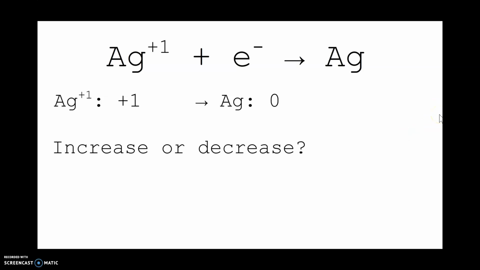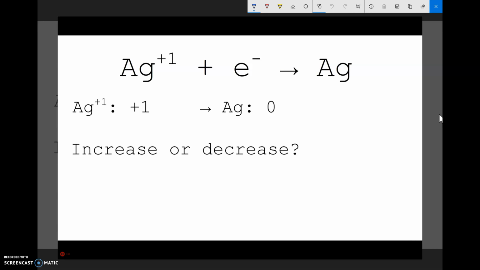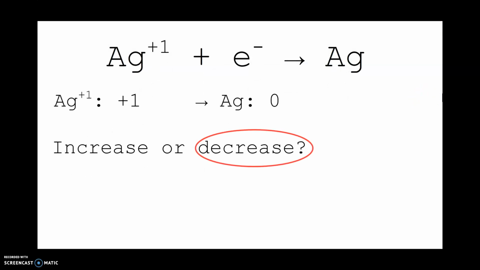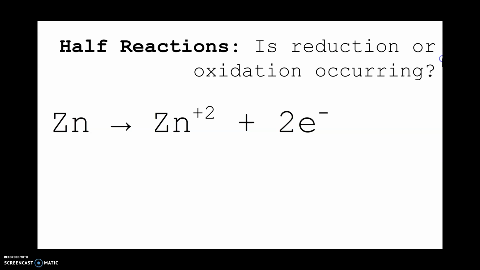So the question here is, are our oxidation numbers increasing or decreasing? So we're going from a +1 to a 0. So is that an increase or a decrease? Think about that for a moment. That's a decrease, right? Going from a +1 to a 0. So whenever our oxidation number decreases, it shows reduction. That's how you're going to remember whether it's reduction. Okay, let's look at the second example.